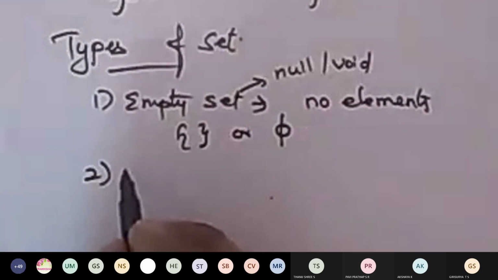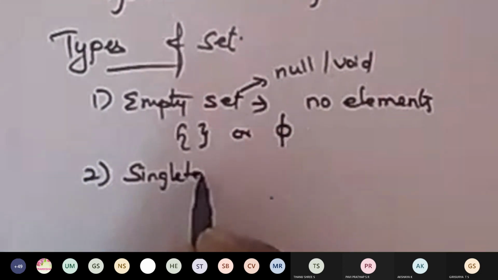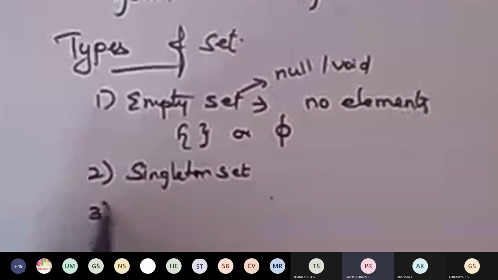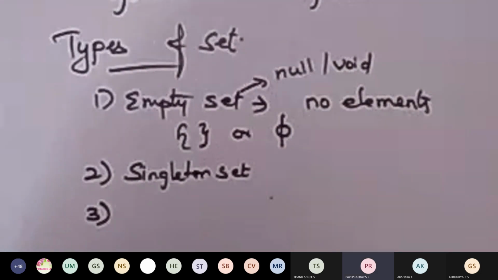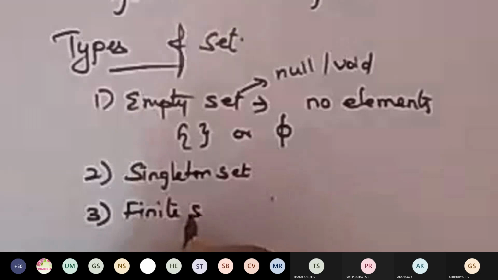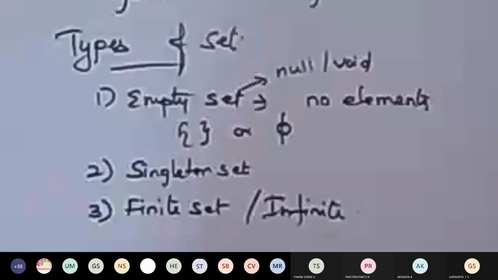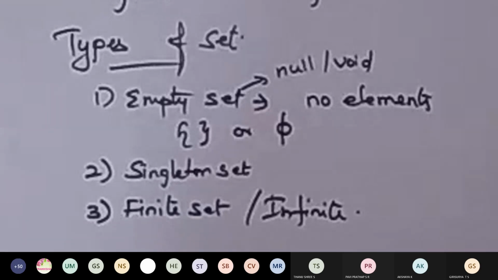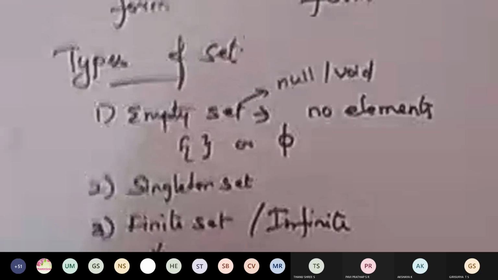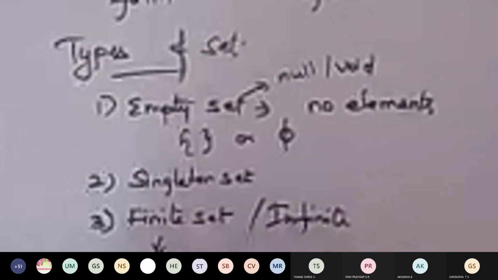Second, what is meant by singleton set? A set consists of only one element, or a single element, is called singleton set. Okay. What is meant by finite set? A set is said to be a finite set if it has a finite number of elements. That means the elements can be easily listed. Am I right? If you're able to list down all the elements, right?